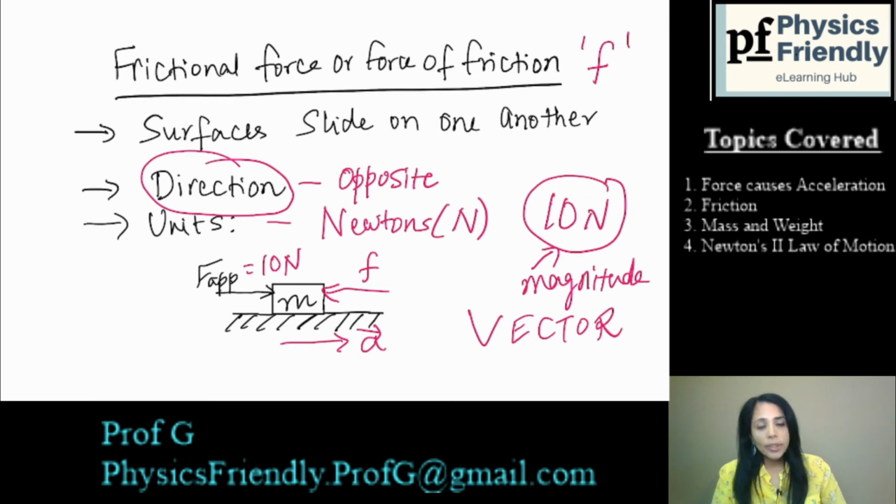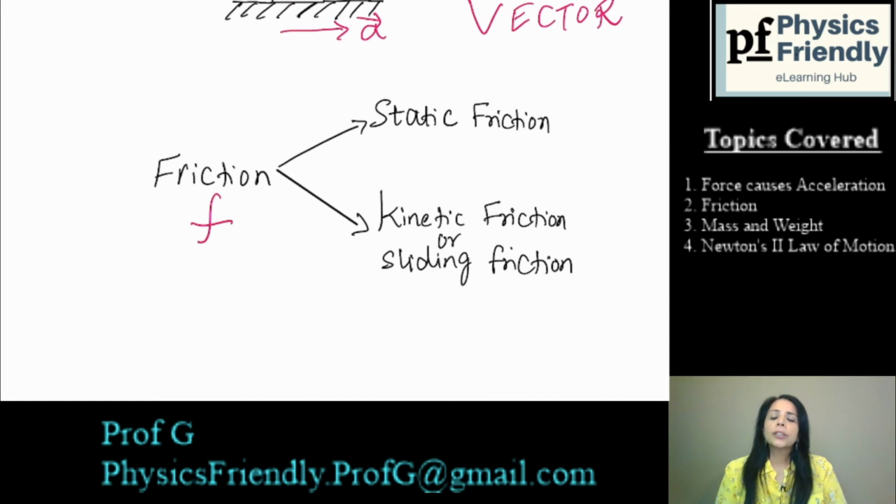Right. So there are multiple types of frictional force. So let's look at them. Small f denoting friction. There are two types of friction. One is static friction, another one is kinetic friction, or it's also termed as sliding friction. Sliding friction, when two objects slide, right? There comes the friction between them.